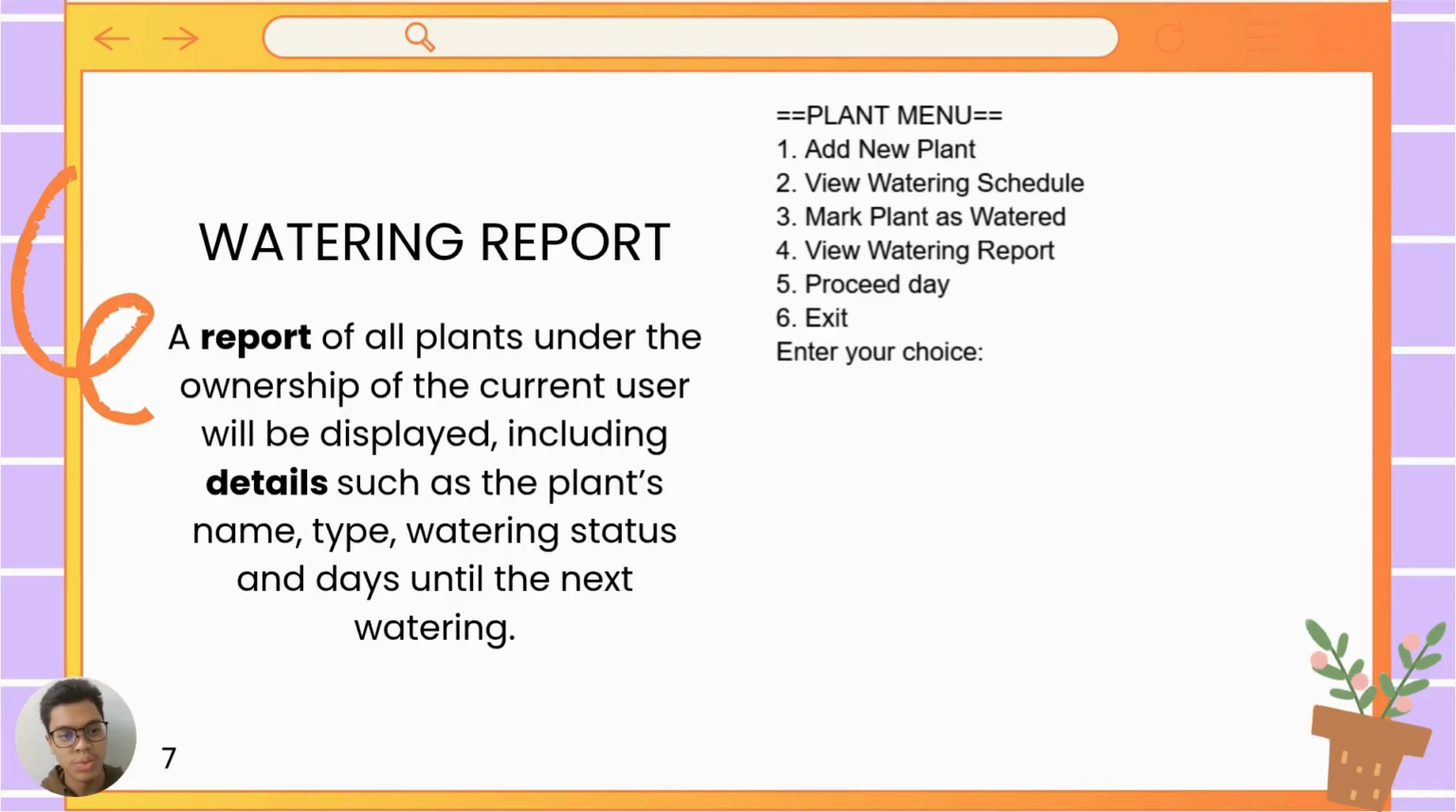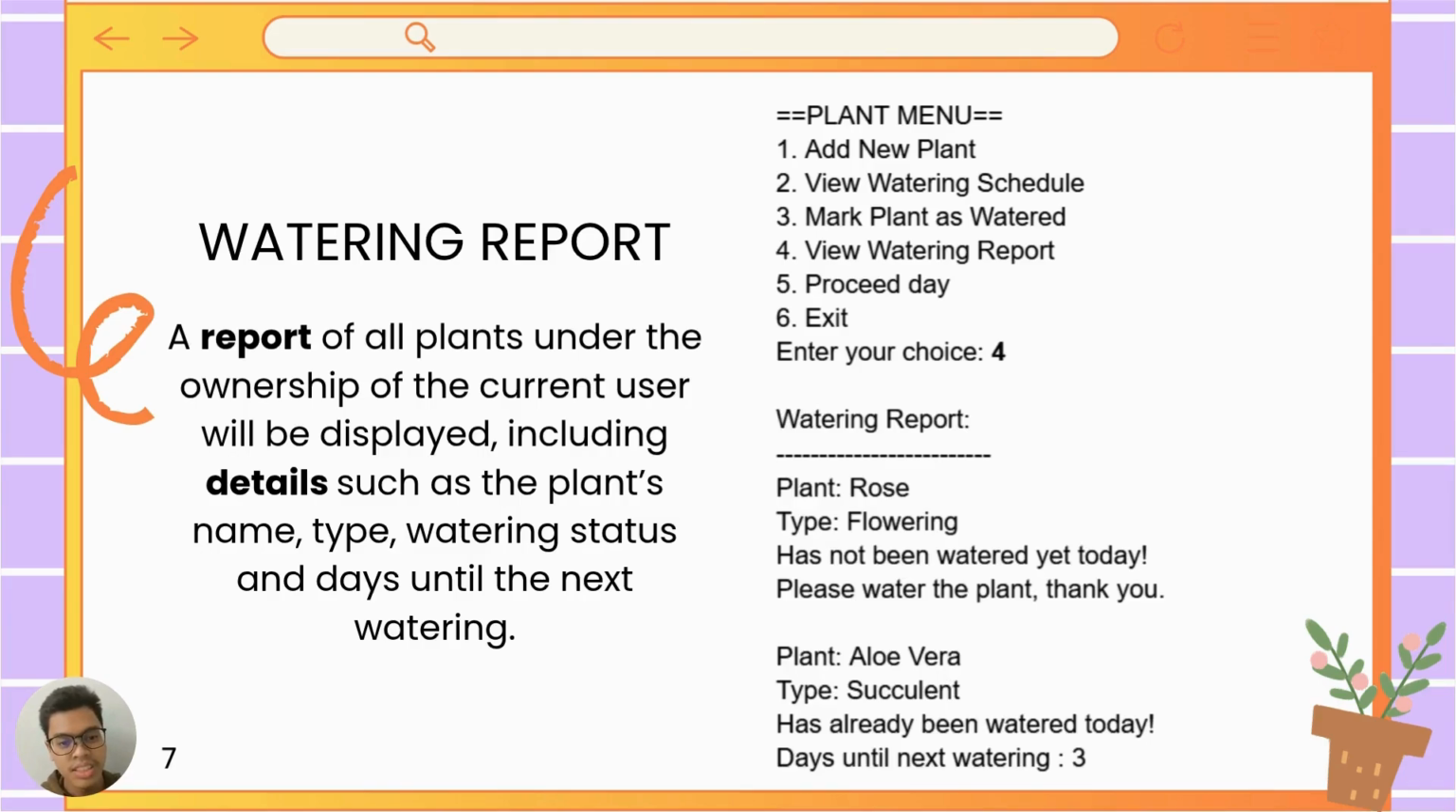So moving towards the watering report, selection number 4. A report of all plants under the ownership of the current user will be displayed, including all the details about the plant. So let's show the watering report under the current user. As we did earlier, aloe vera has already been watered except for rose. It hasn't been watered. So the system will remind, as a reminder, that the reminder is the focus of the system. So it will remind the user to water the plant.